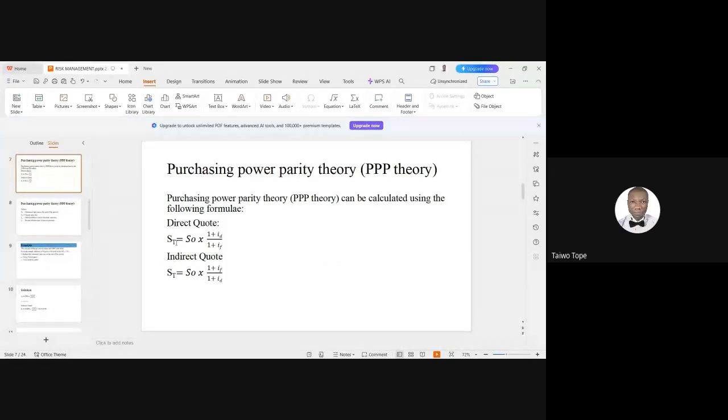Now, this is direct quotes and this is indirect quotes. So the direct quotation here is based on domestic rate. See it, the numerator is D. So the spot rate here must go in line with what? The numerator. So that is how it works.